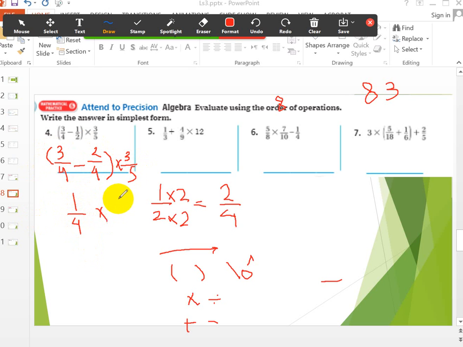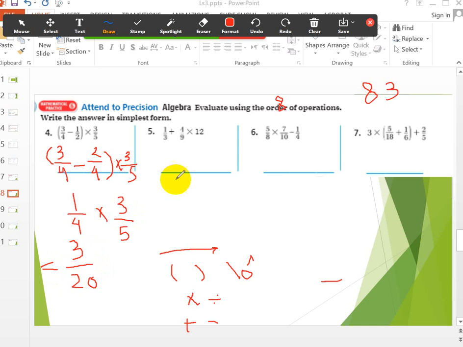So first I found the answer for the parentheses. After that, I will do the multiplication. Let's multiply: 1 over 4 multiplied by 3 over 5. I have to multiply numerators, then I will multiply denominators. 1 multiplied by 3 equals, the answer will be what? Yes, Lena, your answer is correct. 1 multiplied by 3 equals 3. 4 multiplied by 5 equals 20. So the answer will be 3 over 20.